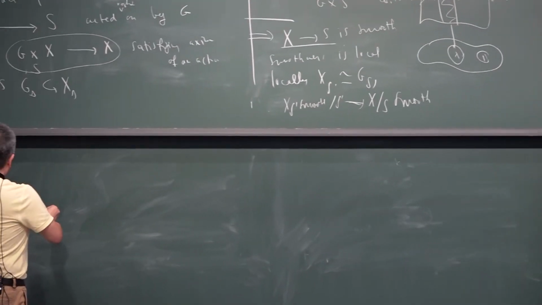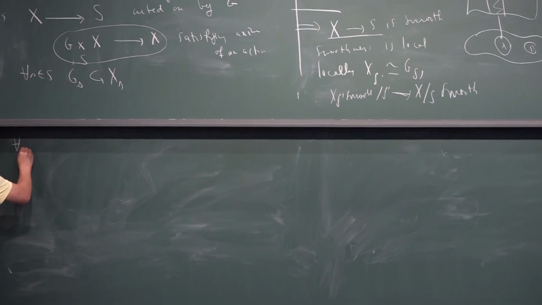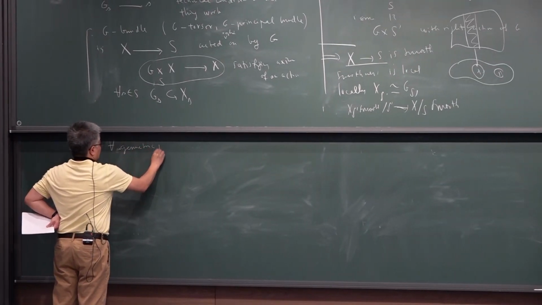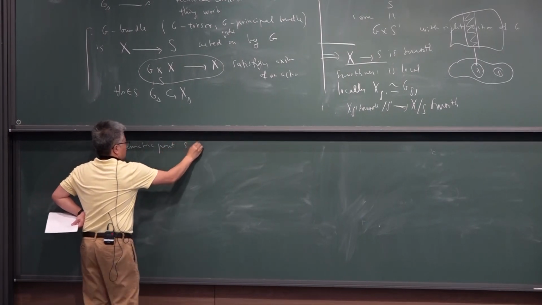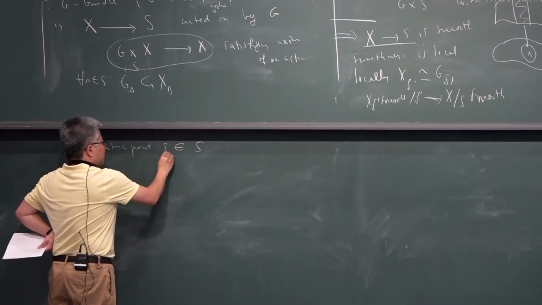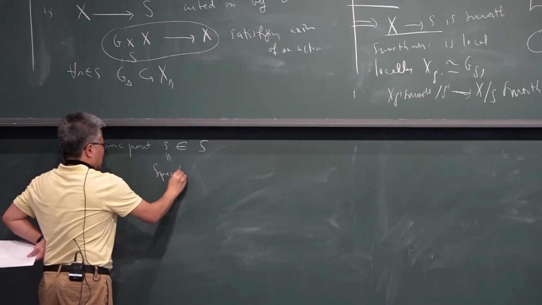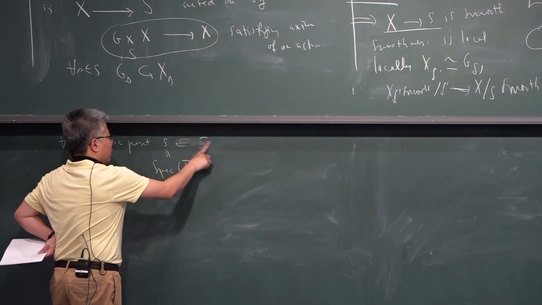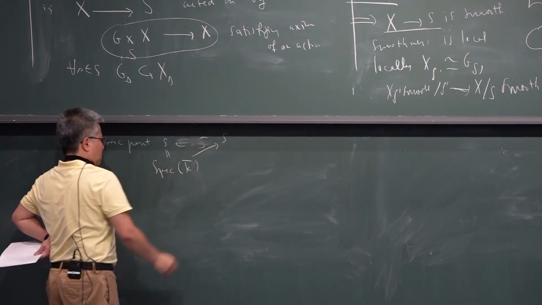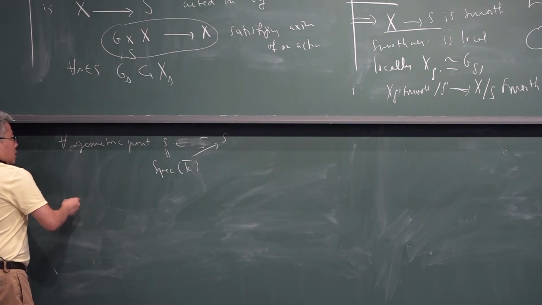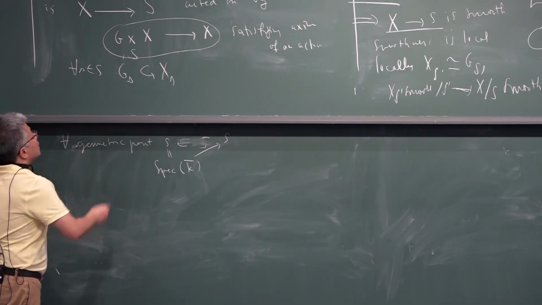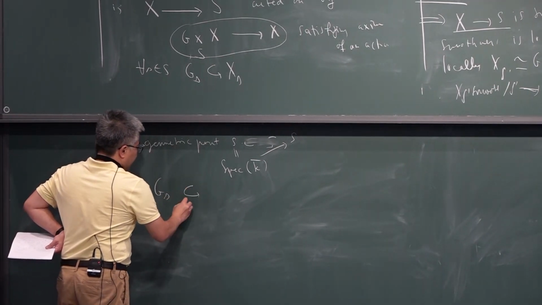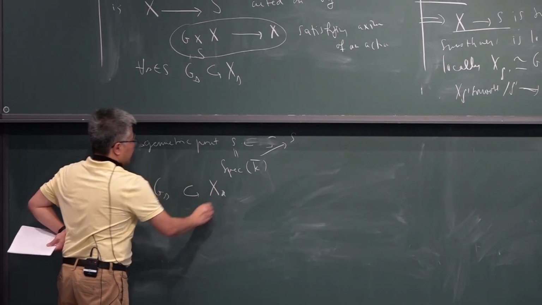And the second point is that if you have, for any geometric point, where a geometric point is a Spec of some algebraically closed field with a map to S, then of course G_s acts simply transitively on the fiber.